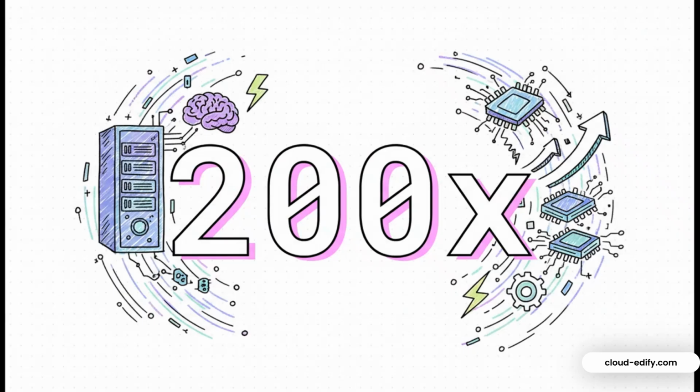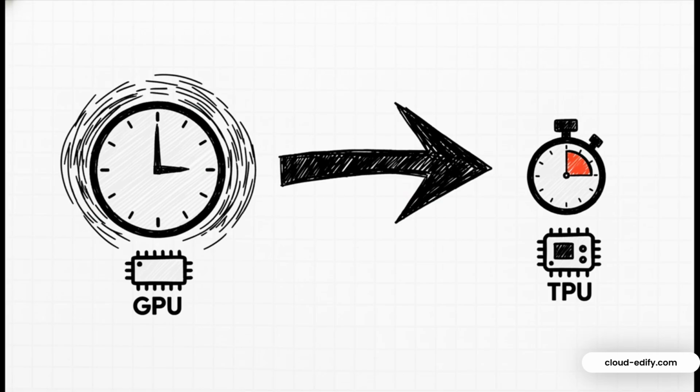Which brings us to this number, 200x. And no, that is not a typo. So, what on earth is that? Well, it's the kind of speed boost you can get from Google's custom hardware, their TPUs. We're talking about a training job that used to take a full day, now being done in under 8 minutes. This is the engine that makes the most demanding AI work, like custom training, even possible.